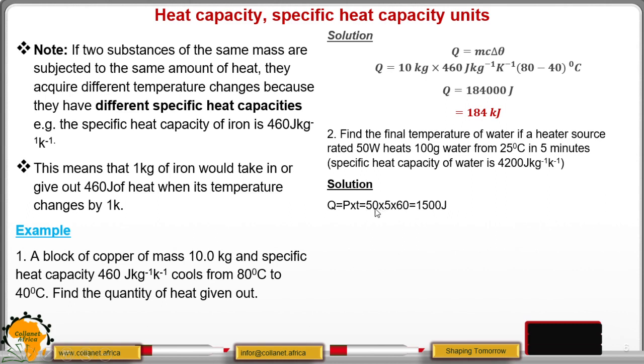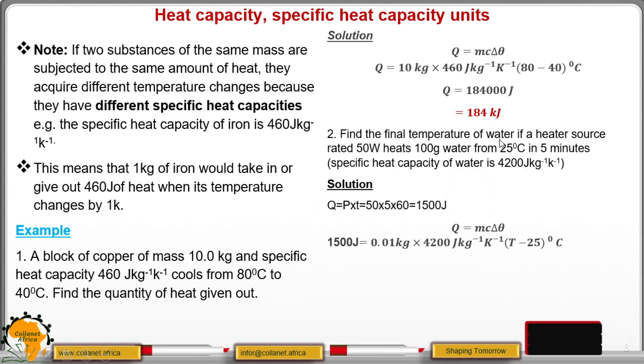And then we are saying that Q, that is quantity of heat, is power times time. So when you multiply, you get that the heat energy that is being supplied by this heater is 1,500 joules. But remember, we are supposed to get the final temperature. So Q is equal to mc change in theta. So our 1,500 joules will be equal to the mass, that is 0.01 kg. We have converted this into kilogram. Then multiplied by specific heat capacity, that is 4,200 joules.